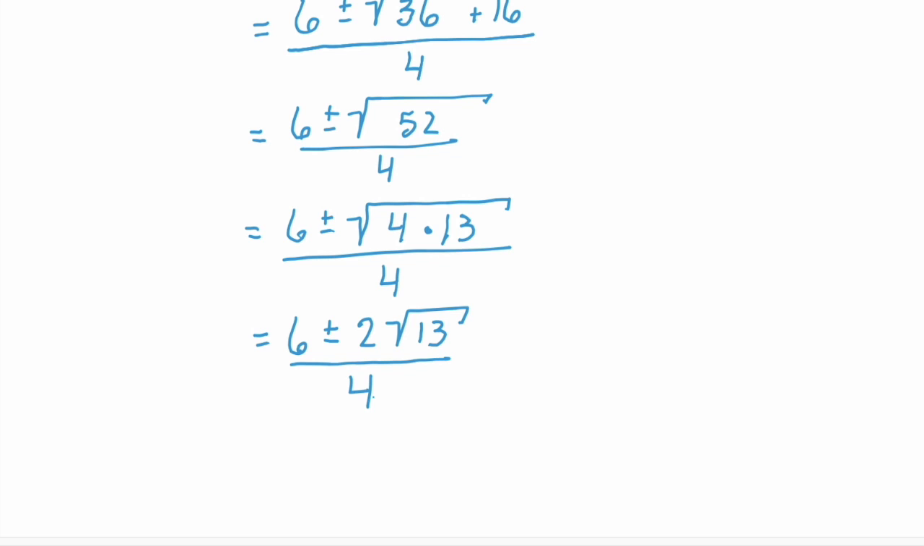Now we need to simplify this, but you have to remember that your numerator here has two terms. It has the 6 and it has the 2 square root of 13. So you can think of it as two separate fractions. 6 over 4 plus or minus 2 square root of 13 over 4. And you can simplify it that way.